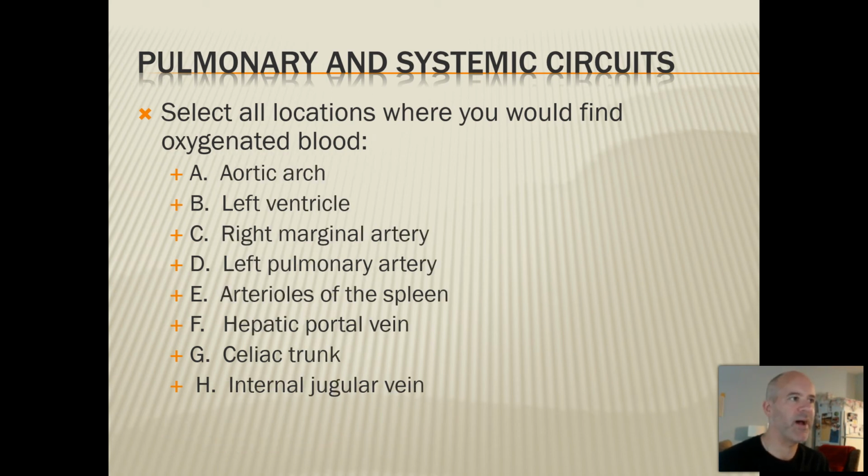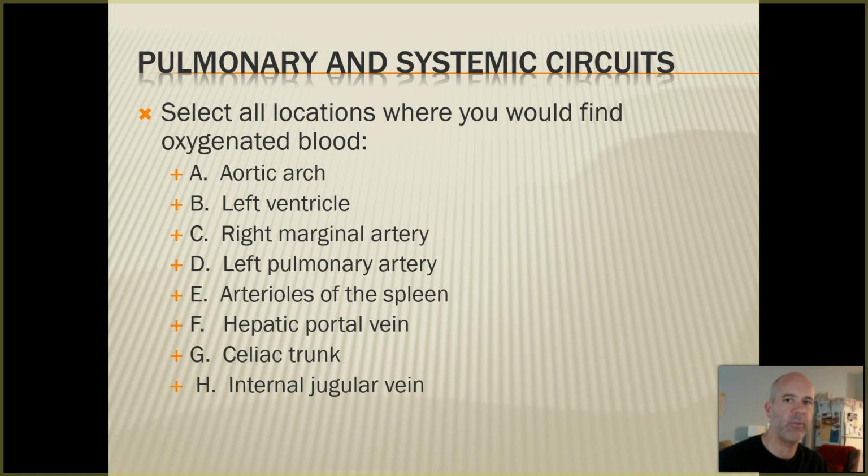Select all locations where you would find oxygenated blood. So the opposite question here. And when you guys are studying, you want to be sure you understand the pulmonary circuit versus the systemic circuit, where you have oxygenated blood versus deoxygenated blood. You want to review that whole flow of blood through the entire heart, from chamber to chamber, what valves are involved, the major blood vessels. You want to make sure you understand how all of that works. You can't just memorize words and definitions to make it through this unit. You've got to actually study the step-by-step processes.